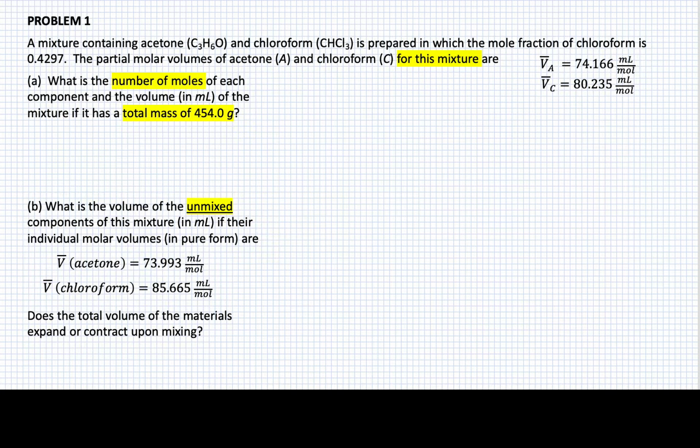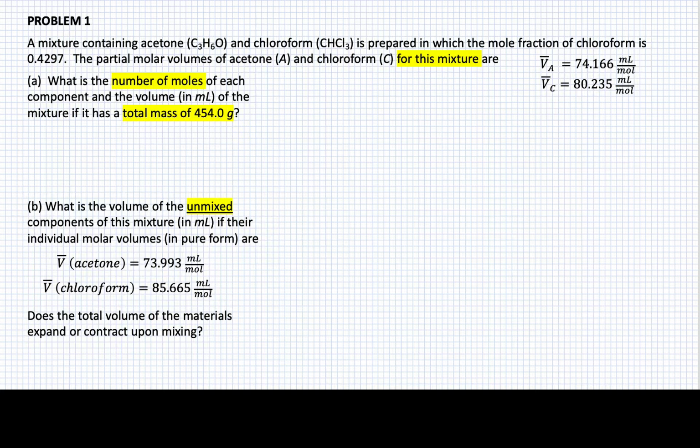Problem set 9 is mostly going to deal with lessons 5A and 5B. So it's going to involve some gas manipulations and also some ideal solutions. So in problem 1, we're given a mixture containing acetone and chloroform, and we want to use a bunch of information to find out the number of moles of each of these that appear in the mixture.